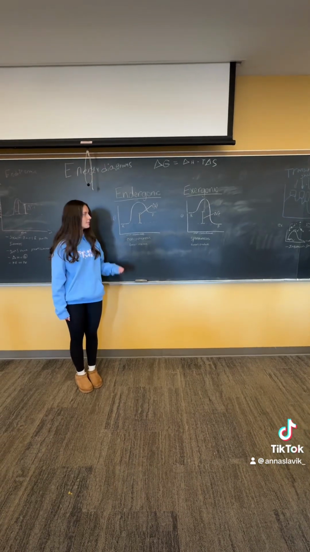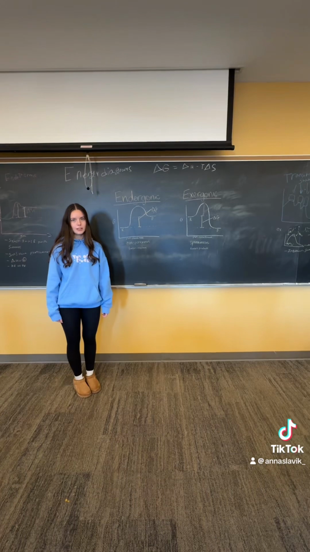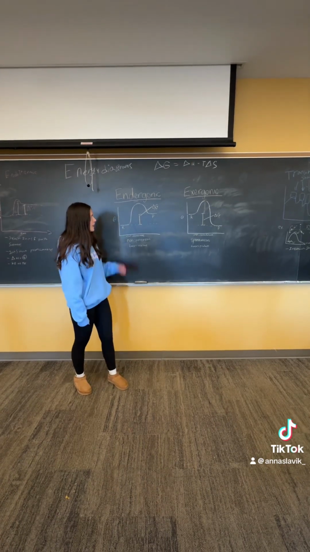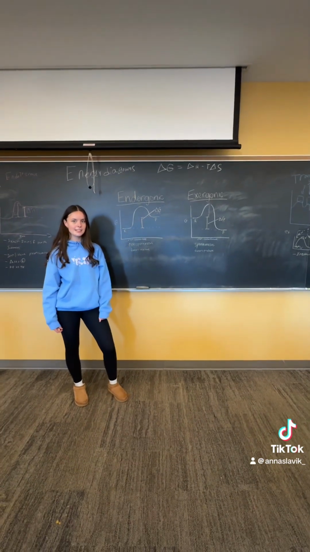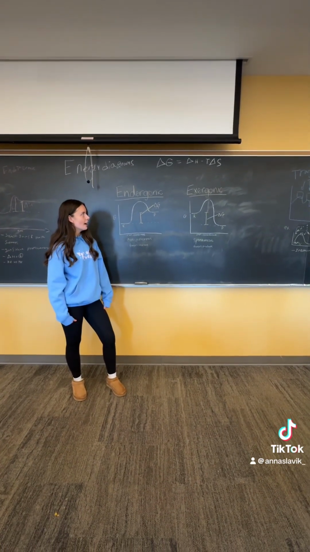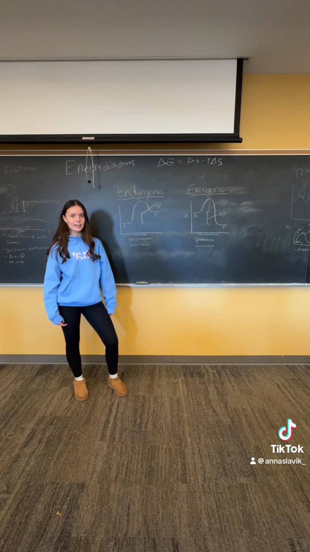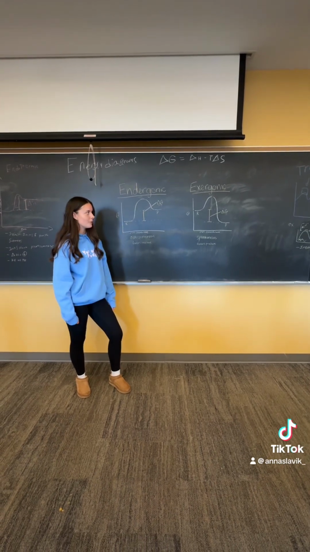So first we're going to talk about Gibbs free energy, the total amount of energy in a system. The formula for that is delta G equals delta H minus T times delta S, which is enthalpy minus temperature in Kelvin times entropy.